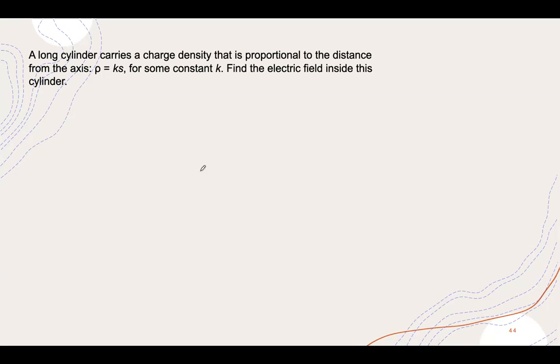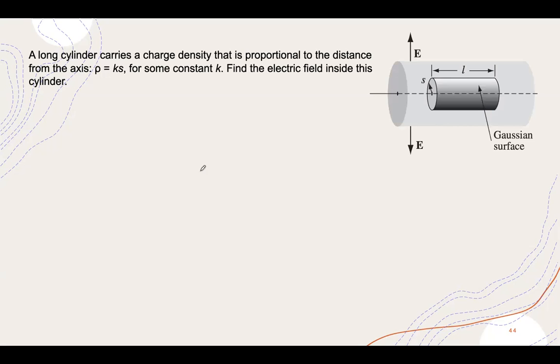So here now, since the distribution is over the cylinder, we can use the cylindrical symmetry accordingly. We will make the Gaussian surface a cylinder, which could look like this. So you have a cylinder, and this rho is given as K times S, where K is the constant, and S is the distance from the center, or you can say the radius of the cylinder.